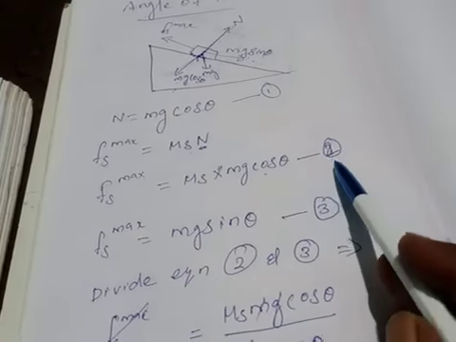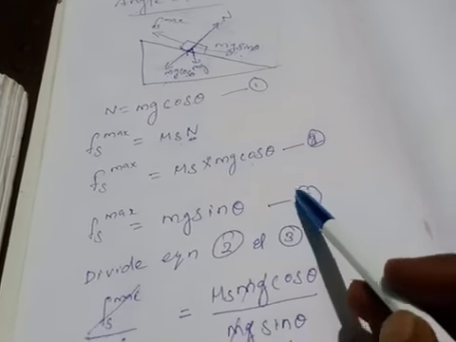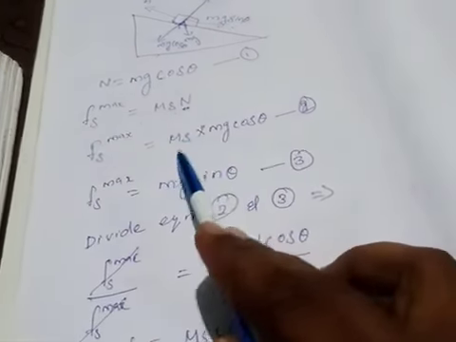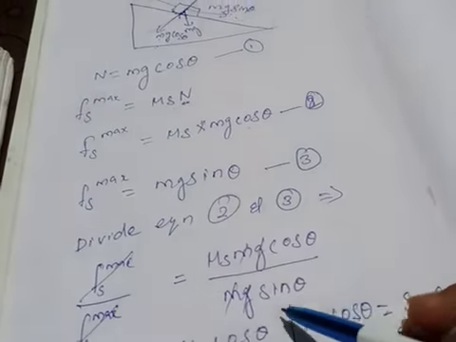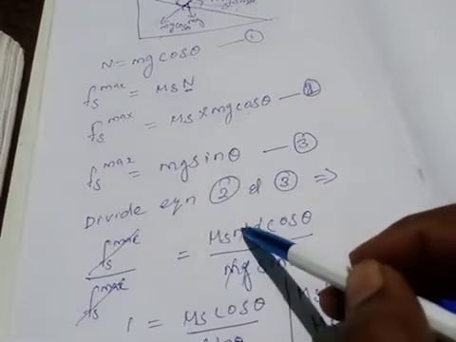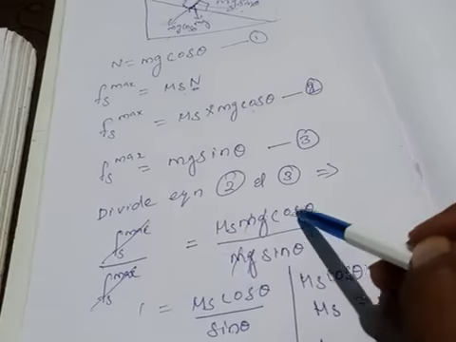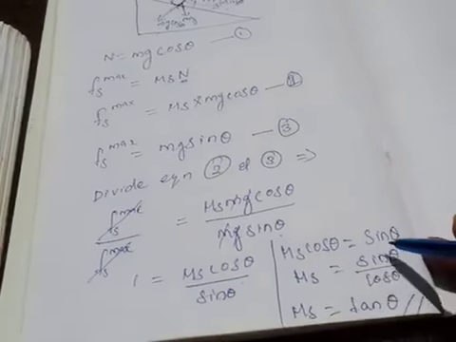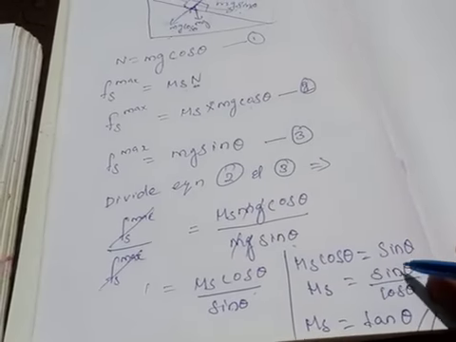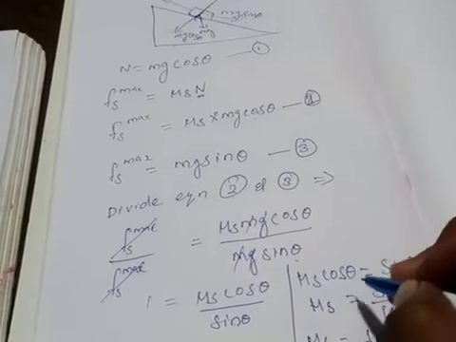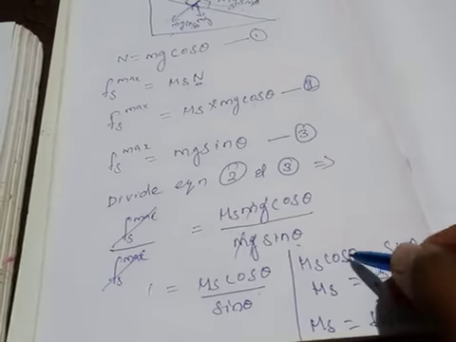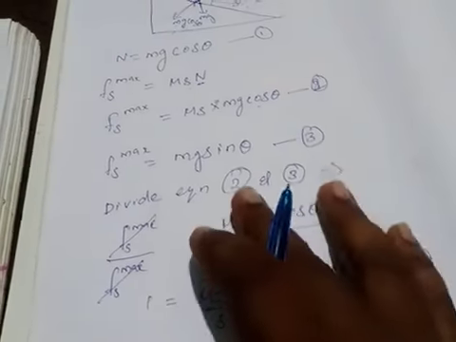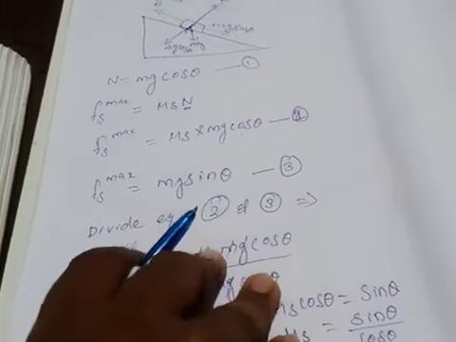Now we are dividing these equations 2 and 3. While dividing, on this side the Fs maximum cancels, and on the right side, mu s mg cos theta by mg sin theta; here m cancels, g cancels, only mu s cos theta by sin theta will be there, equal to 1. Next step, we do the cross multiplication, so mu s cos theta is equal to sin theta. So mu s is equal to, we can take this cos theta down, so we get tan theta. This is the angle of repose, and it is equal to the angle of friction.